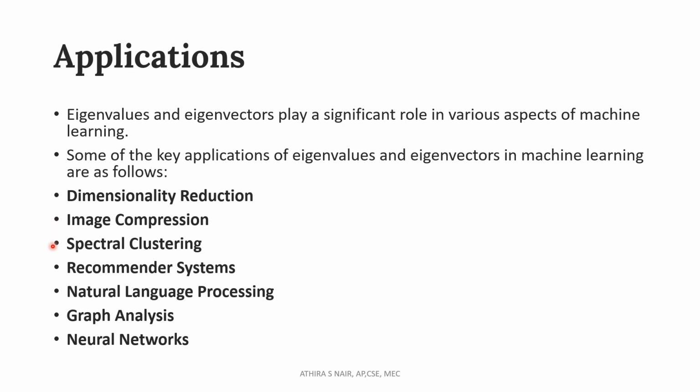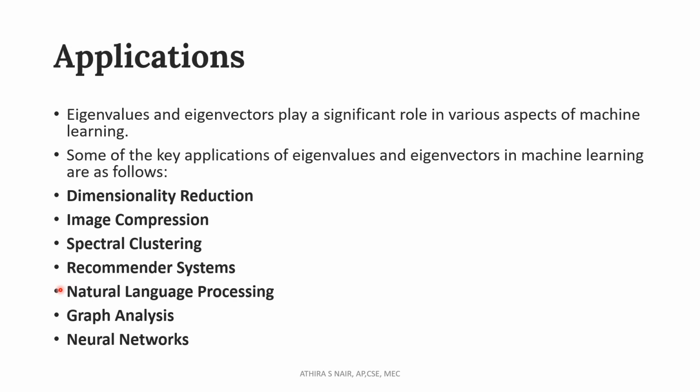Spectral clustering is a powerful technique used in unsupervised learning to partition data into clusters. Eigenvectors corresponding to the smallest eigenvalues provide information about the cluster structure of the data. Collaborative filtering in recommender systems can use the concepts of eigenvectors to identify the latent factors and represent user-item interactions in lower dimensional spaces. This helps in making personalized recommendations efficiently.